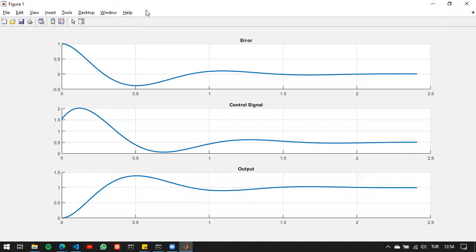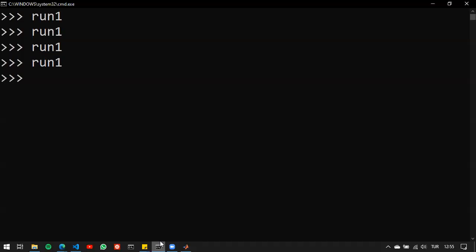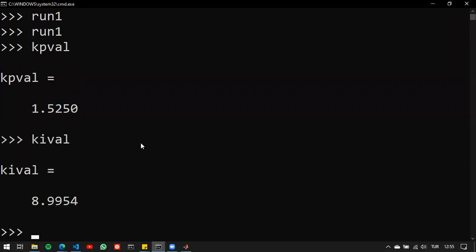Now we can see what the error is versus time. We have the control signal and we have the output. Now for this system and this controller, for our setup here, we can see that initially the controller applies 1.5 to the system. And the reason there is probably KP val, KI val. There we go.